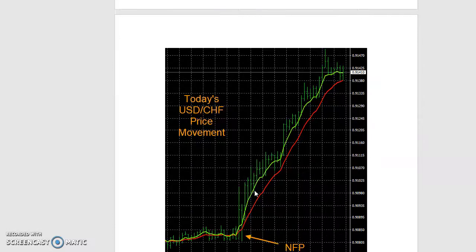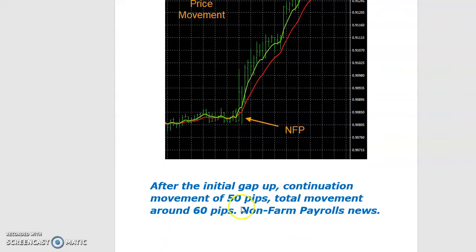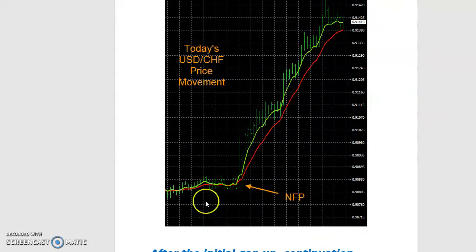And in this case, this was actually after the non-farm payrolls news driver. You can use the heat map to trade after non-farm payrolls. It bounced up about 10-15 pips and then took off. So your total combined movement was 50 pips after the initial gap. Total movement around 60 pips. Once again, this is after the non-farm payrolls news driver, so you can use the Forex heat map to trade after volatile news drivers.